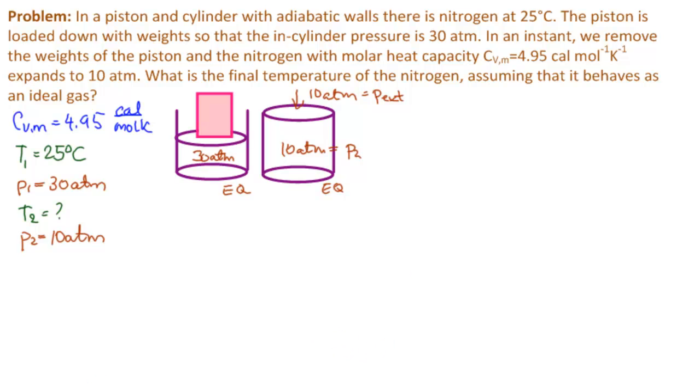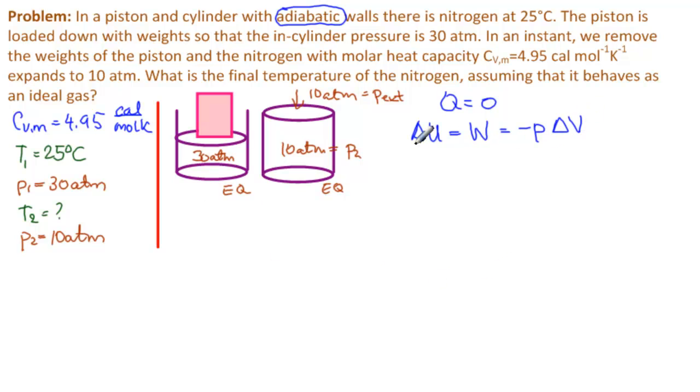Okay, so adiabatic gives us Q equal to zero. So that gives us delta U equal to W, and W is minus P external delta V. So here, delta U, what formula do we have that does CVM and T's? It's N CVM delta T. So that's N times CVM times T2 minus T1. We'll hope that the N's cancel out since we have no N's here.